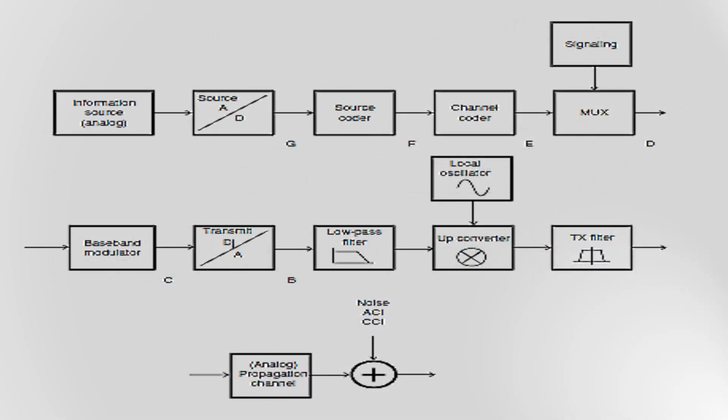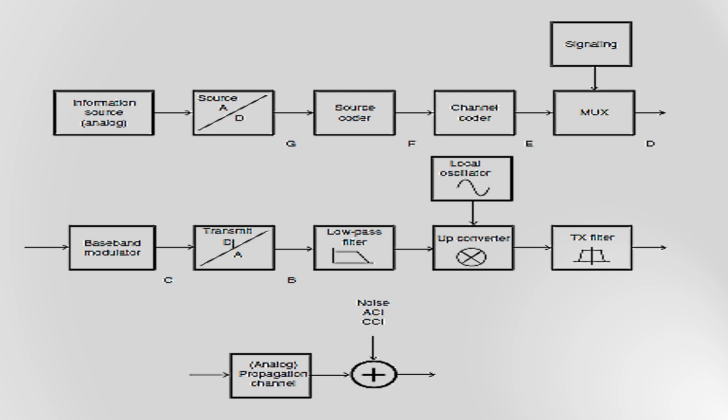Before seeing each block in detail, first let us see the block diagram of a radio communication link with digital transmitter and receiver and an analog propagation channel. Here we could see an information source, where information is generated and sent to the A to D converter, where analog signals are converted to digital signals, and then you have a source coder. In the source coder, you remove the redundancy bits, and then you have the channel coder where you add redundancy bits to ensure error correction and error detection. Then it will be multiplexed based on the signaling conditions, and then sent over the channel.